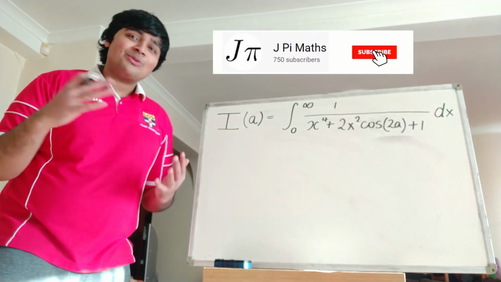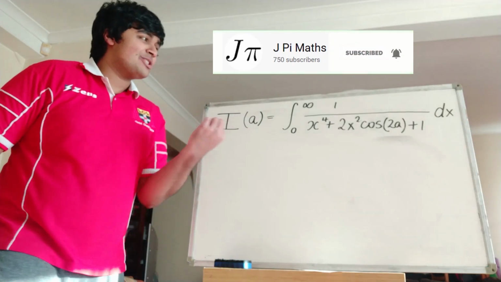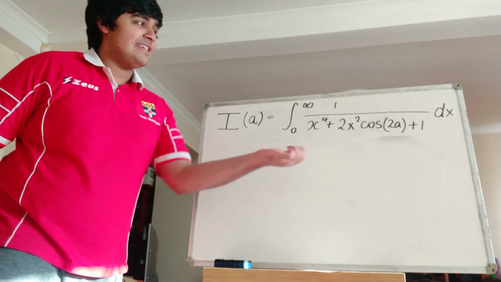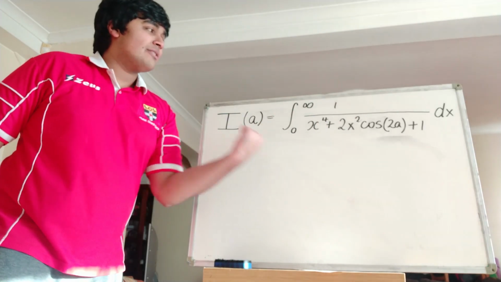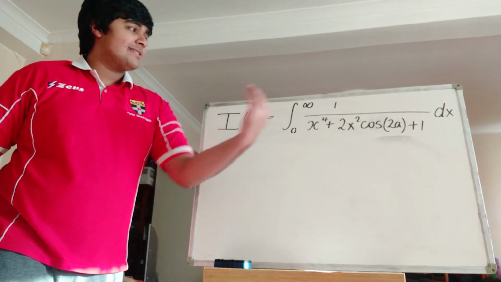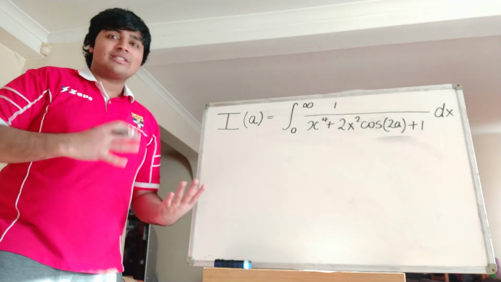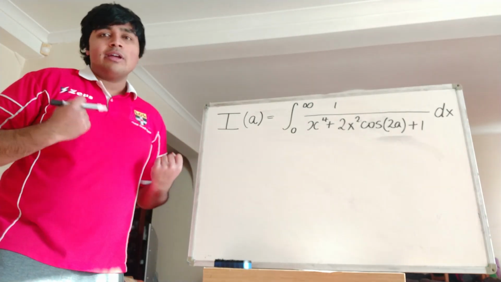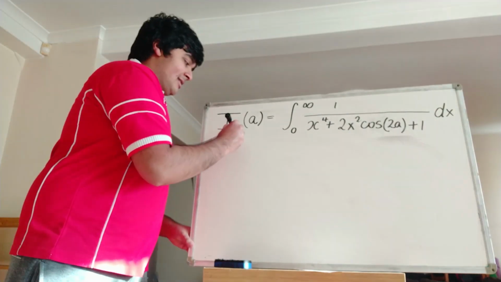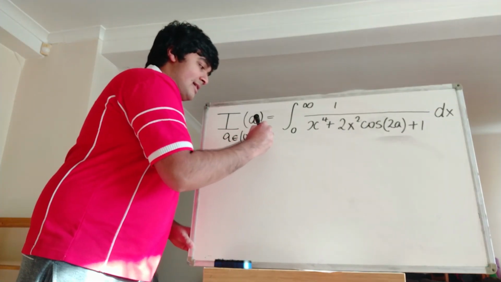Okay, so firstly what I want to do is introduce a new integral which is even crazier than the one we started off with. It's the integral from 0 to infinity of 1 over x to the 4 plus 2x squared times cos 2a plus 1 dx. And here a is just some real number between 0 and pi over 2.